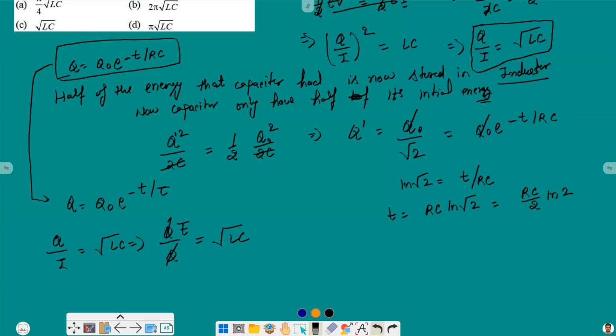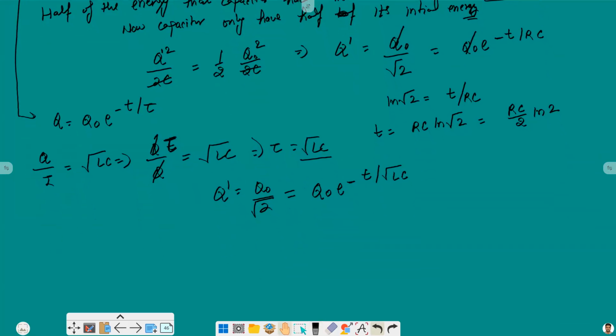So let us write it as a time constant. The time constant is equal to root LC, and now we will use this value here to solve this equation. We had Q dash is equal to Q node by root 2, and then we write it as Q node e raised to power minus t by the time constant, which was originally RC. We now have it as root LC. Now we will try to solve it.